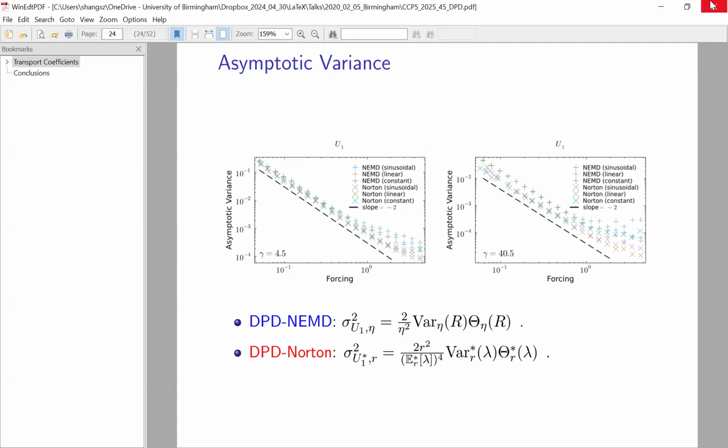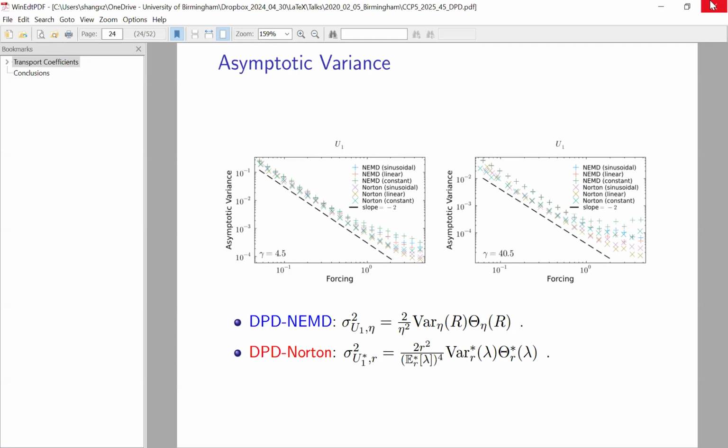Any other questions? What is the speedup that you can achieve? You mean the actual speedup, compared to NEMD? Well, we don't have a number at the moment, but you can see particularly in here, the asymptotic variance is clearly much better than the NEMD approach, but we don't have an exact number at this moment. And asymptotic variance tells us about accuracy.